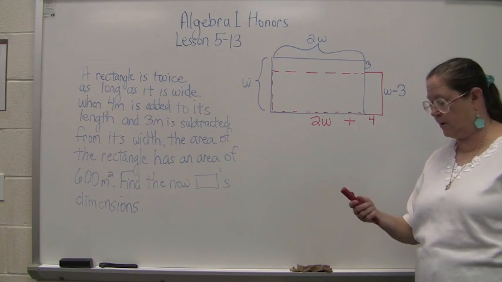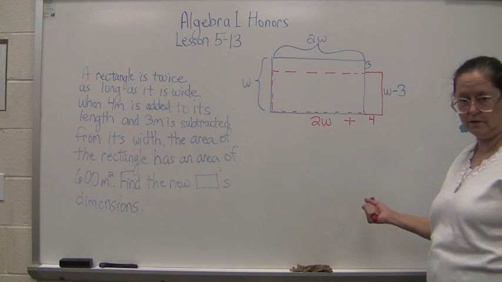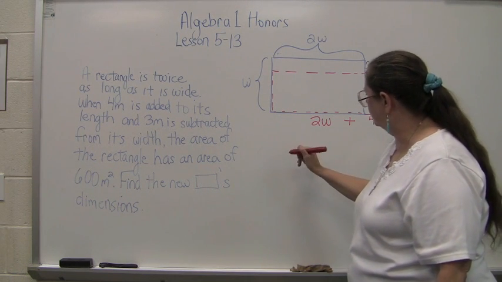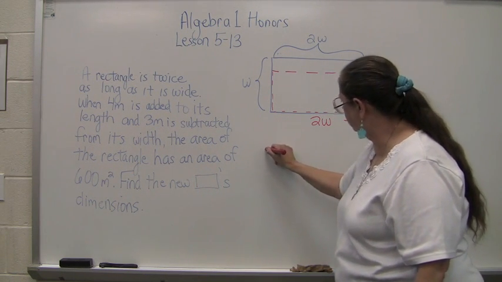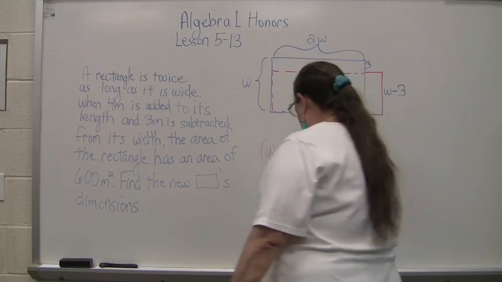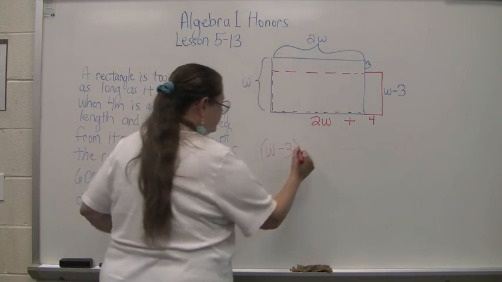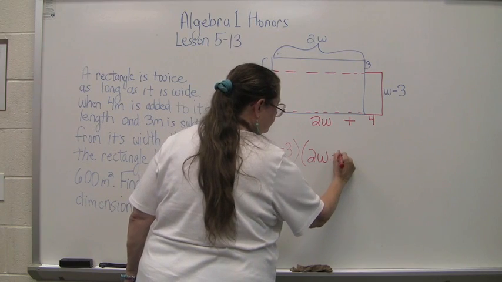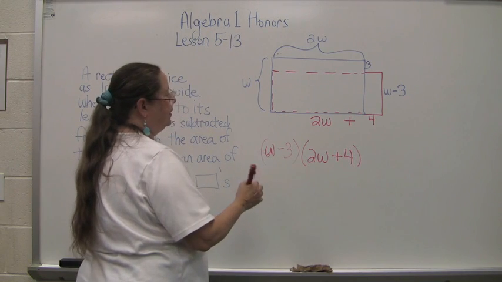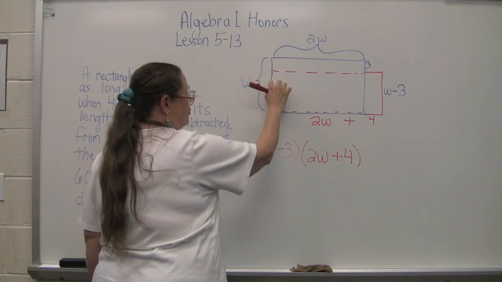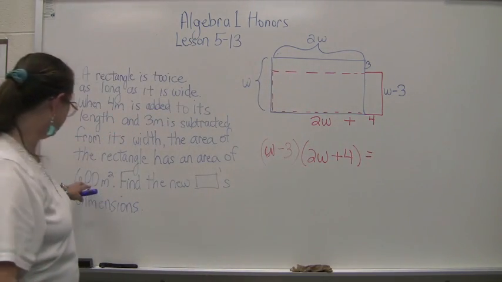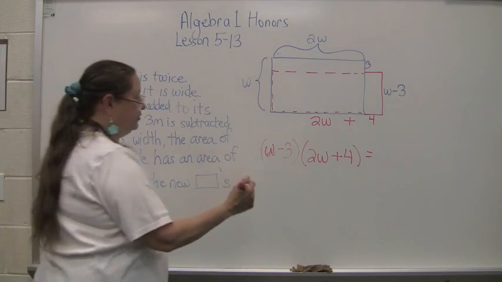So how do we find the area of a rectangle? We multiply the length times the width. So our red rectangle, its width is W minus 3, and its length, excuse me, is 2W plus 4. So W minus 3 times 2W plus 4. Width of the red rectangle times its length equals, and they told us what it's equal to, 600 meters squared. 600.